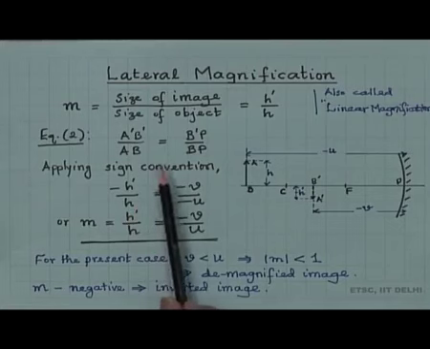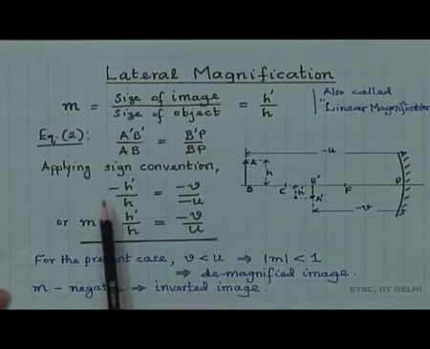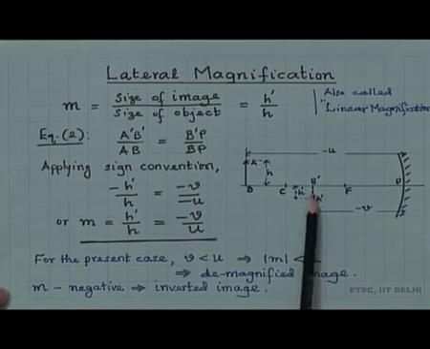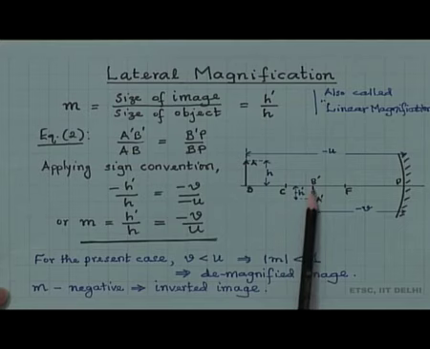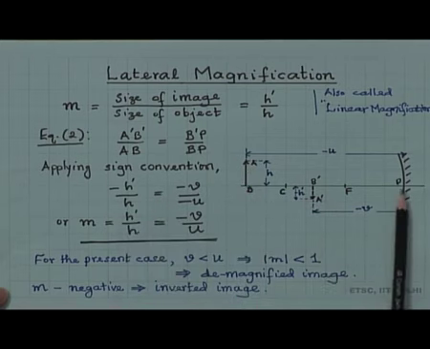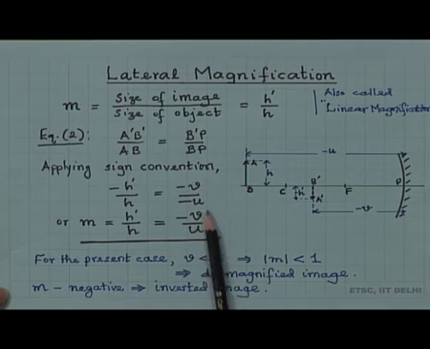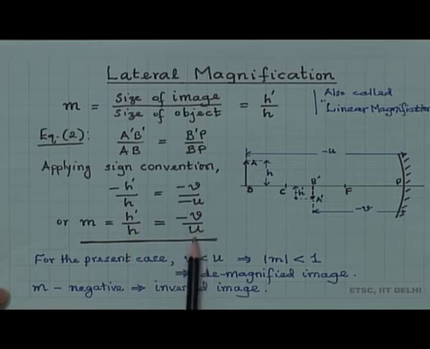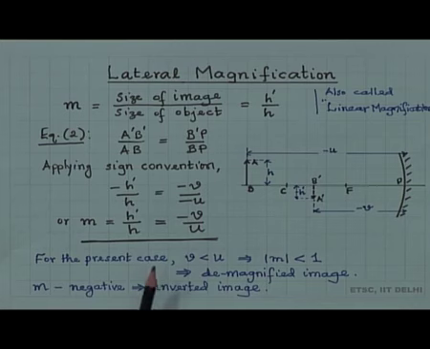So I have rewritten that equation 2 here. Applying the sign convention, A dash B dash is along the negative y axis, that is below the x axis, and therefore this is a negative quantity. So we substitute minus h dash divided by AB, which is h, is equal to B dash P, as before, is minus v divided by BP, which is minus u. So substituting here, we get m, the magnification defined as h dash by h, is equal to minus v by u. This formula holds good for all cases, because we have already applied the sign convention.